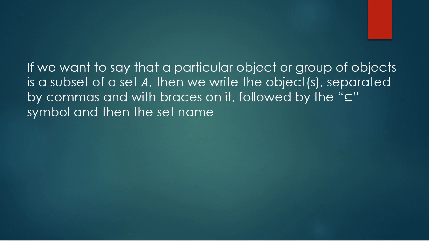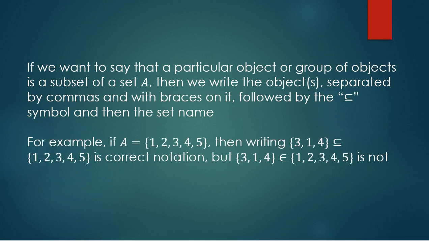If we want to say that a particular object or group of objects is a subset of a set A, then we write the object or objects separated by commas and with braces on them, or squiggly brackets, followed by the subset symbol and then the set name.